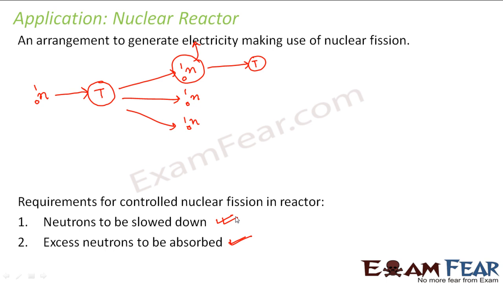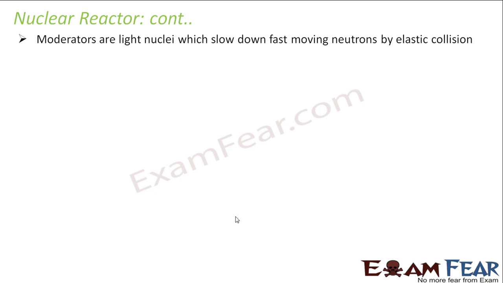Now, how do we achieve these two things? Let us discuss that first. The first point was to slow down the neutrons. So how do we slow down the neutrons? We make use of certain substances called moderators to slow down the neutrons. So what is the logic behind these moderators?